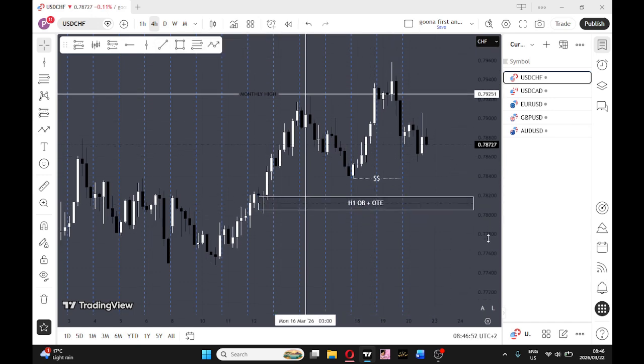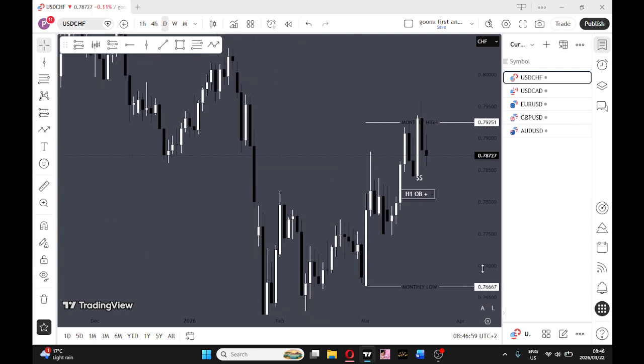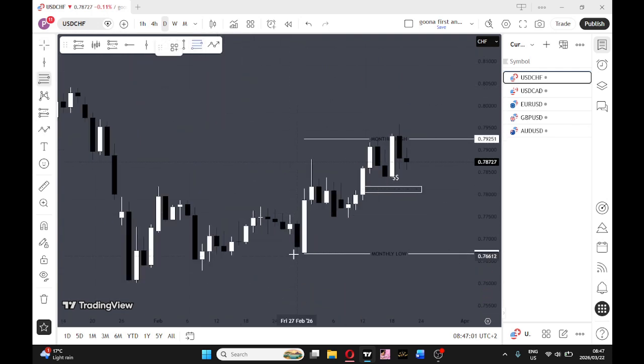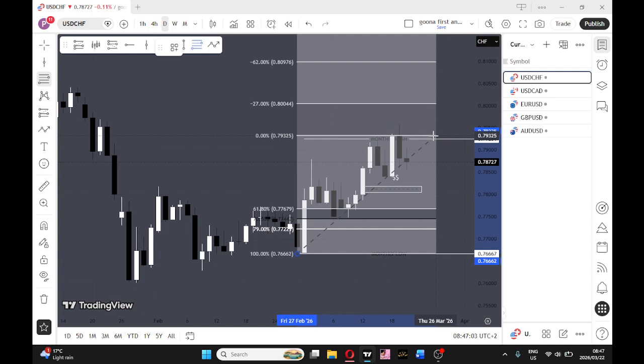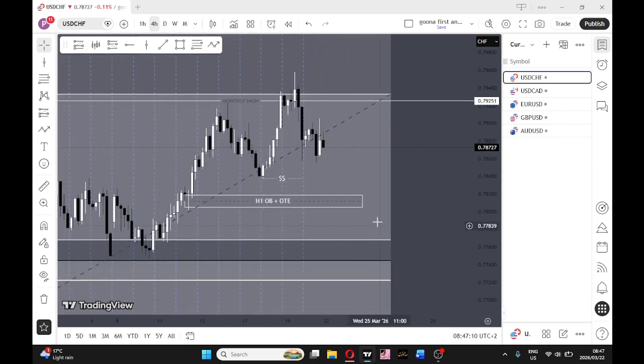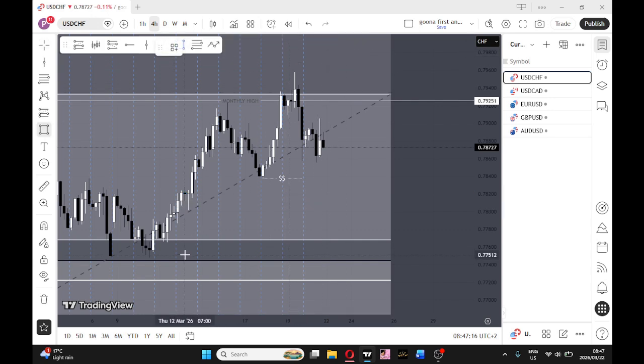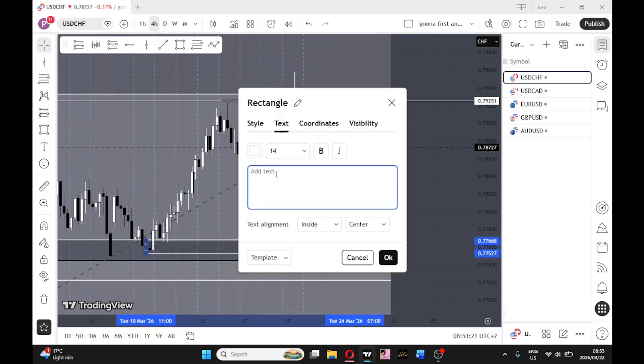The setup is still valid as well, so this is our new liquidity. But I'm not satisfied with a 1-hour order block. Let's find something on the 4-hour maybe. So on the daily we use our fib down to our 4-hour. Yeah, let's use, this is our 4-hour order block.